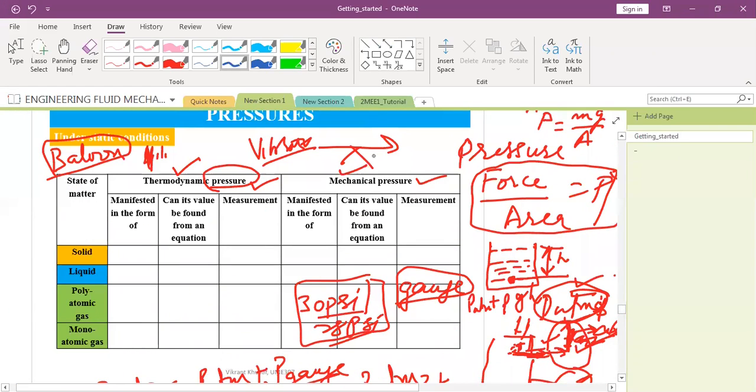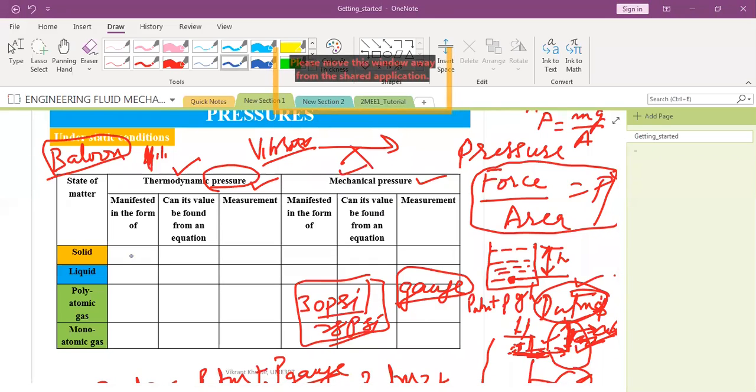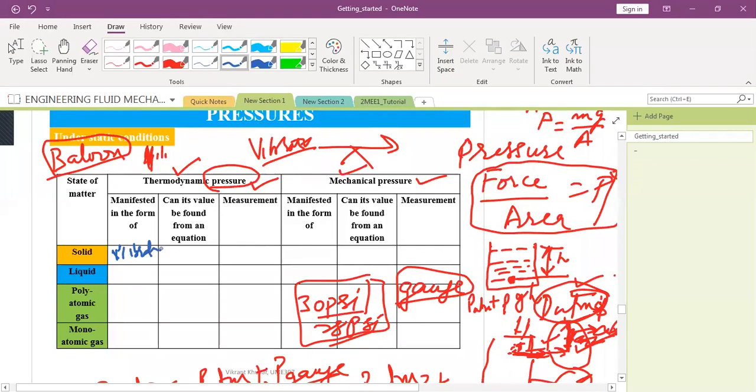So now let me know what were your thoughts about filling this table. Please speak out. What should I fill here? According to me, it's asking that thermodynamic pressure is manifested in the form of, in case of solids, vibrational mode only. Yes, sir, vibrational motion alone.